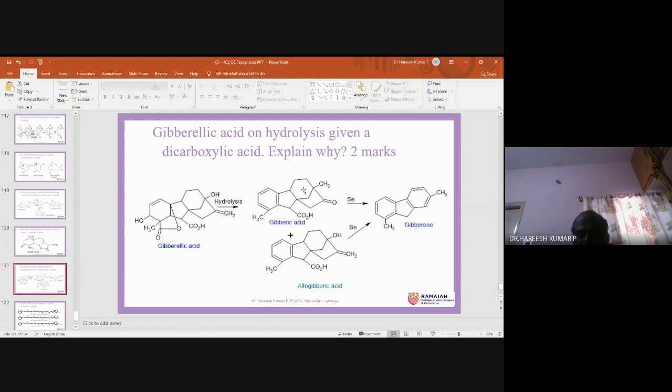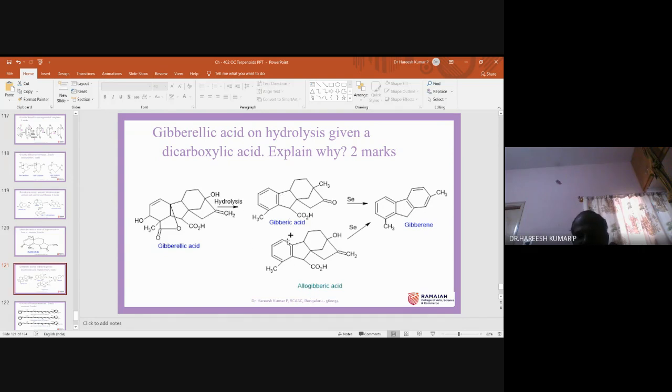In ring C, a methyl group is attached in gibberic acid. In halogibberic acid, in ring D, a hydroxy group is attached. In gibberic acid, ring D has a ketone, and in halogibberic acid, ring D has a CH2 group, meaning an exocyclic double bond is there. This is what you need to explain: gibberellic acid on hydrolysis gives gibberic acid and halogibberic acid. That's what you can mention.